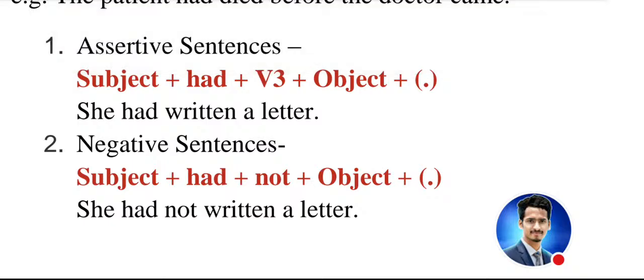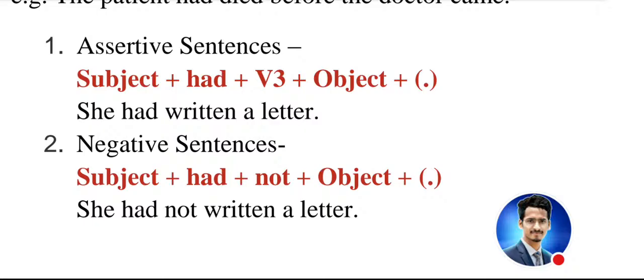So let's see the assertive sentence. Assertive sentence: subject and the auxiliary verb had, then V3, which is the past participle form of the verb, then object. So, she had written a letter. I have eaten some food. And this is how you can make sentences.